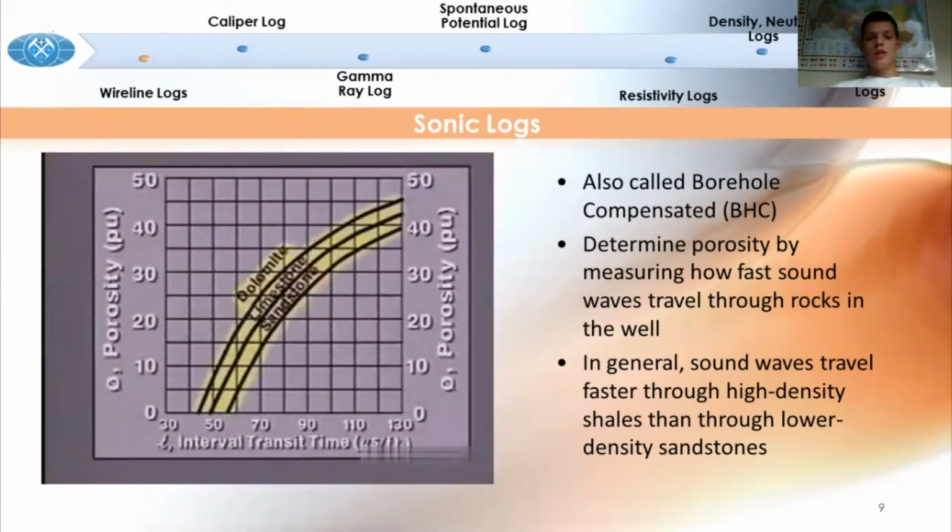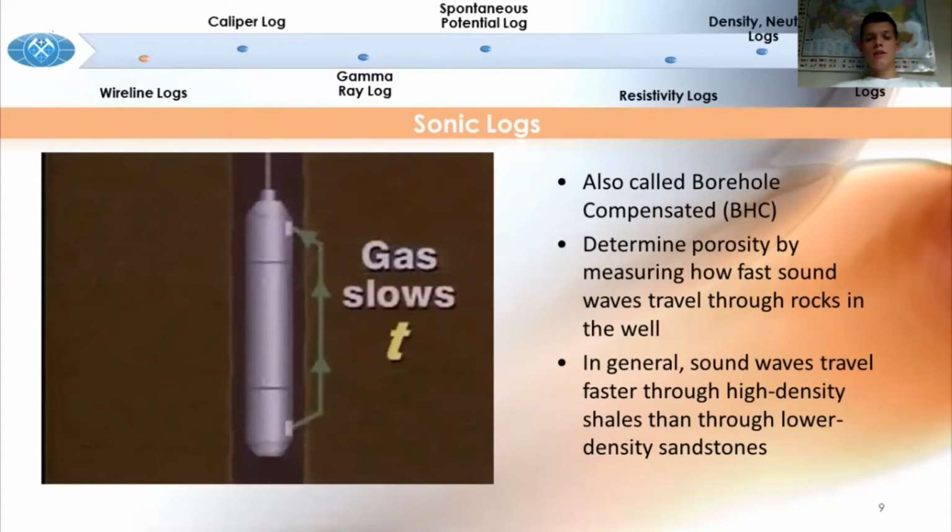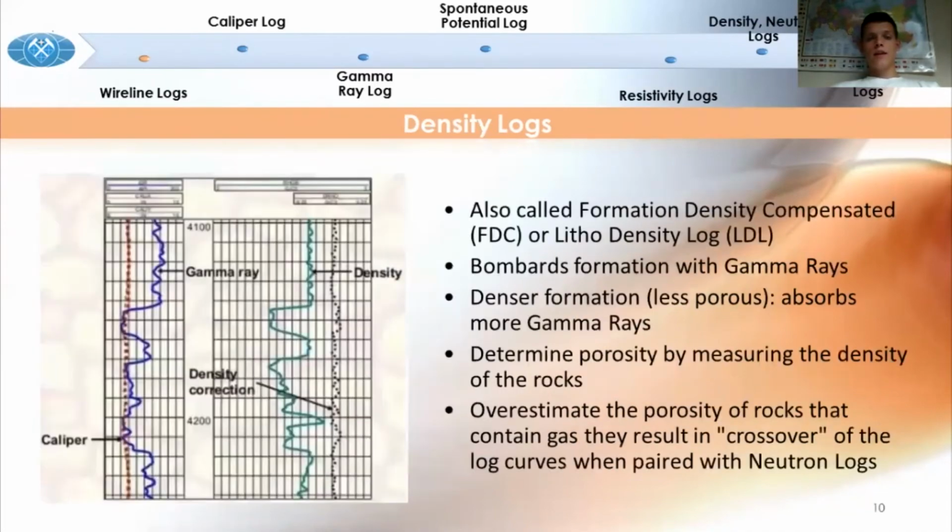in the well. In general, sound waves travel faster through high-density shales than through lower-density sandstones. Density logs, also called formation density compensated, or litho-density log, bombard the formation with gamma rays. A denser formation absorbs more gamma rays. Determine porosity by measuring the density of the rocks.